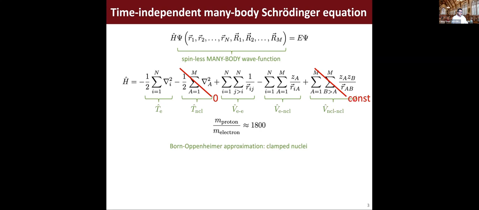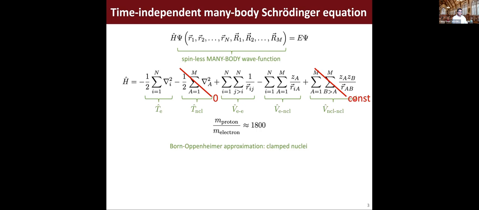So the first approximation that's almost always taken is the Born-Oppenheimer approximation. It's called the clamped nuclei. So the idea is very simple. The protons are much larger than the electrons, which are whizzing around. You can think of this as, if you're driving on the highway and you see a motorcycle coming by speeding very quickly, from the perspective of the motorcycle that's going very fast, it looks like the cars are not moving. So from that perspective, you can think of the nuclei as just clamped down, they're not moving.